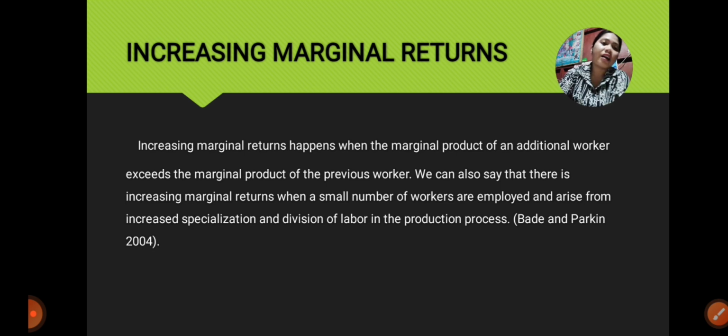Then you hire another person. Then those two workers are now specialized in different aspects of the production process. The result is that the marginal product of the second worker is greater than the marginal product of the first worker. In this case, the marginal product is increasing.